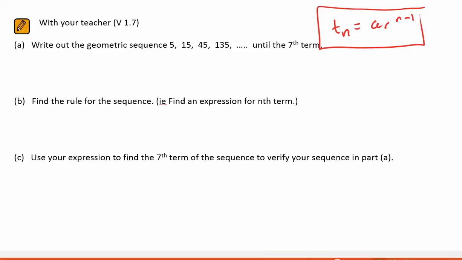In V1.7, we're dealing with geometrical sequences. A geometrical sequence has a first term and a common ratio, common multiplier. So in this first one, you can clearly see that a is 5. Then we've got to ask ourselves, what's the common ratio? Well, 15 is the second term, 5 is the first term.